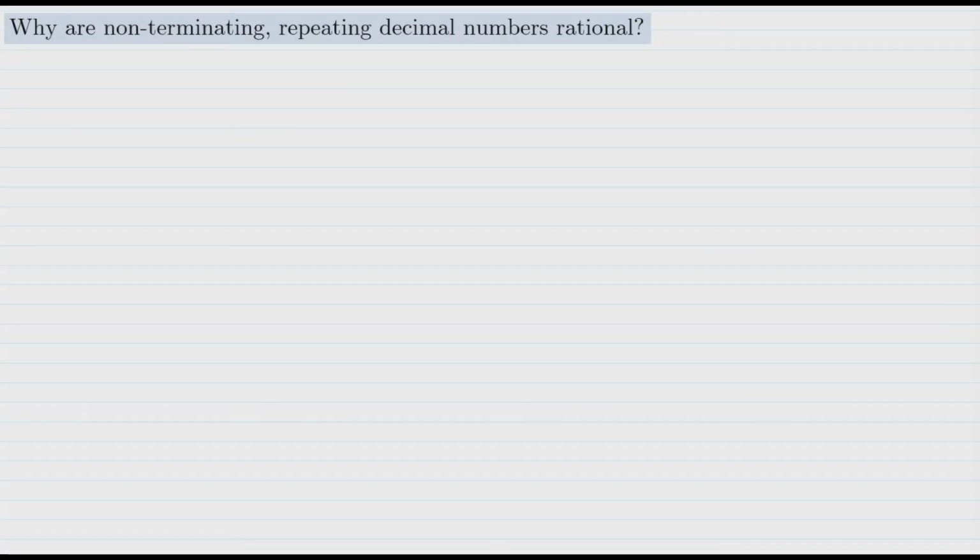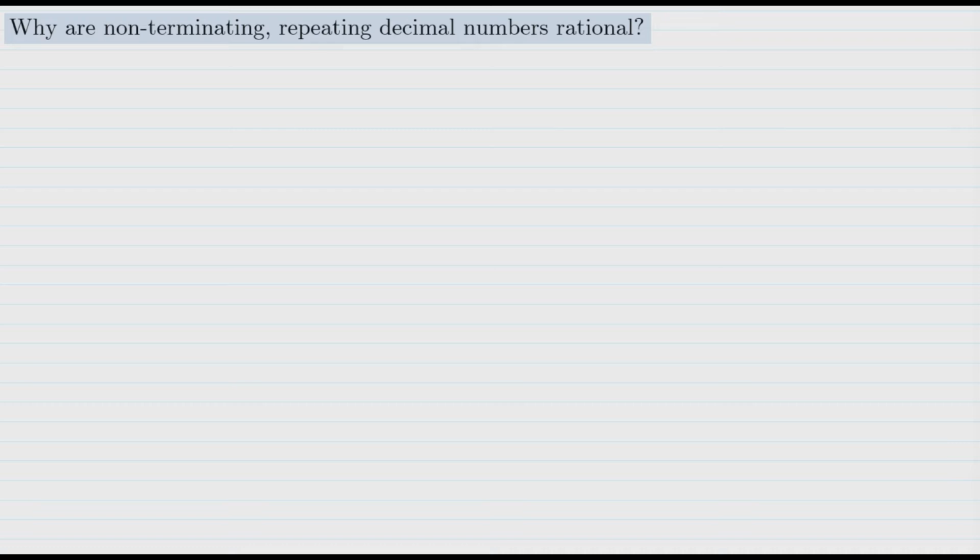In this video, we'll take a look at why non-terminating repeating decimal numbers are rational. Now, we won't be doing a formal proof of this result here. That is, we won't be showing that all non-terminating repeating decimals are indeed rational numbers. Instead, we'll take a few examples of this type of number and show that they can be written as fractions where both the numerator and the denominator are integers. That is, we'll show that they're rational numbers. And then hopefully you'll be able to take those ideas and extend them to all non-terminating repeating decimal numbers.